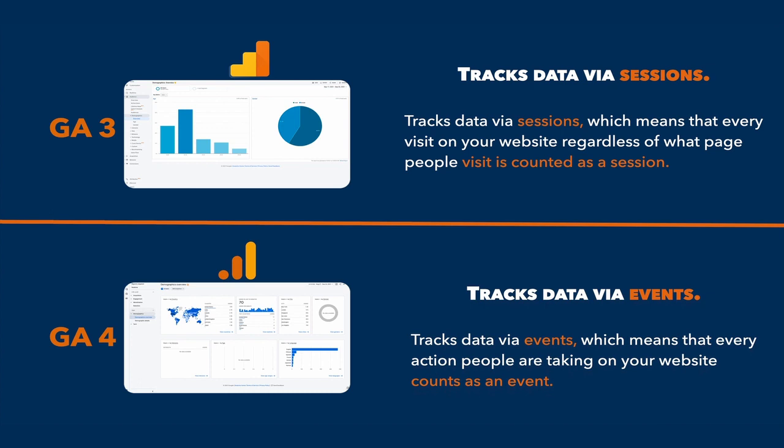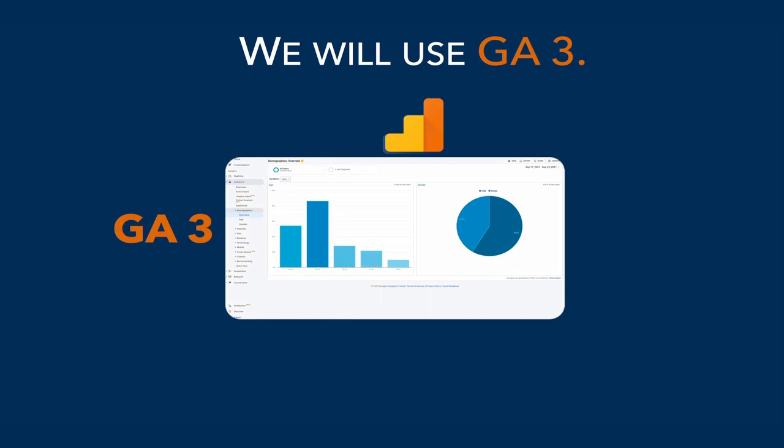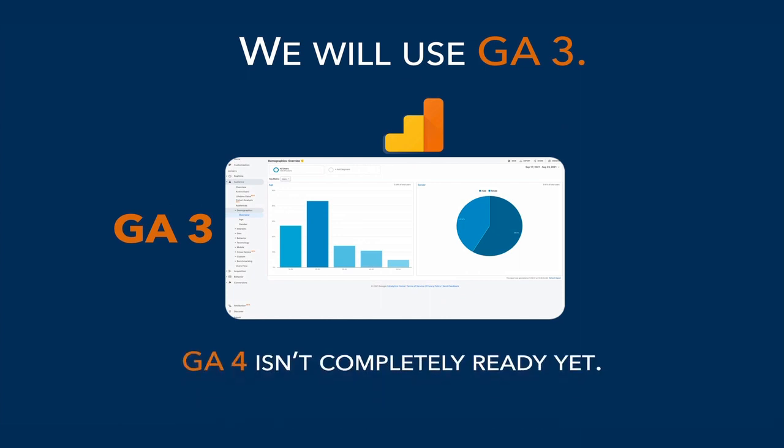So which version should you choose? Well, you don't need to pick. We will install both versions and make sure that you get as much data as possible, both as sessions and events. But we will only be using Google Analytics 3, and that's because Google Analytics 4 isn't completely ready yet.